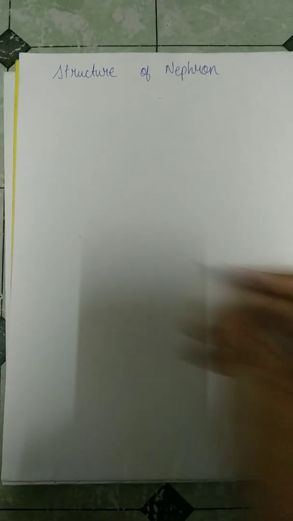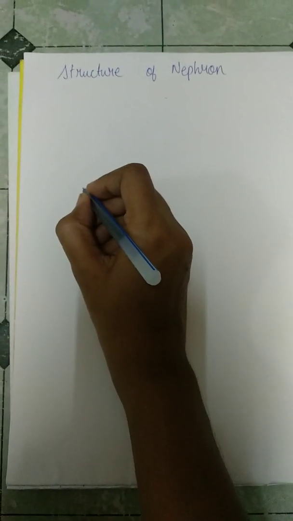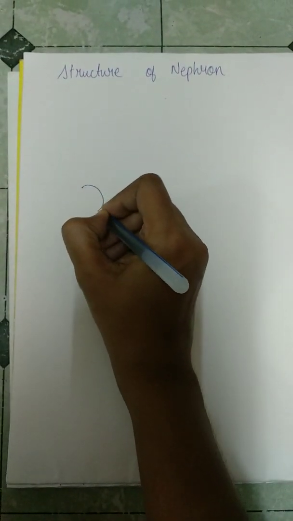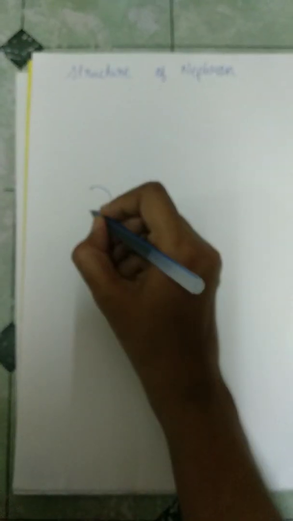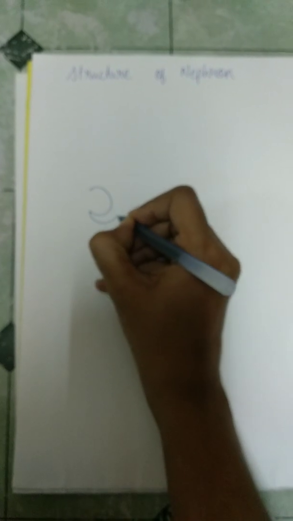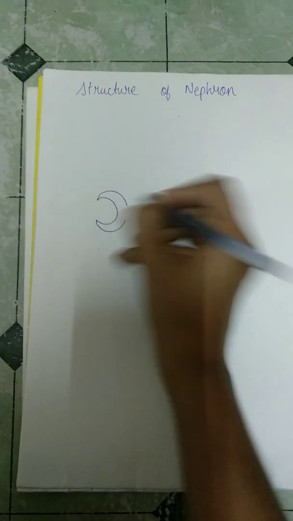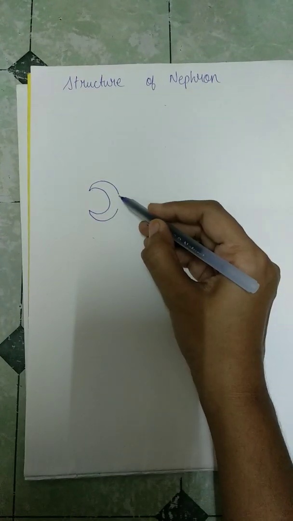So for that, first you will have to make an inverted C. Here, first make an inverted C. In this inverted C, we are going to make a crescent shaped moon. But this moon we are not going to connect together. We are going to leave a little gap.